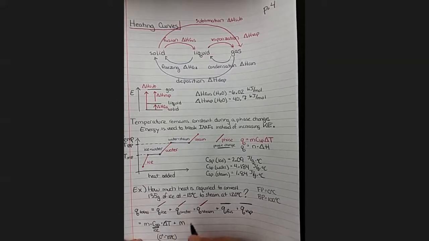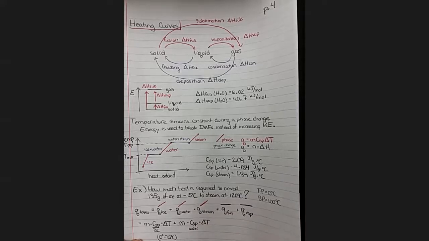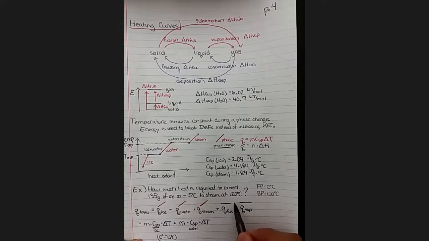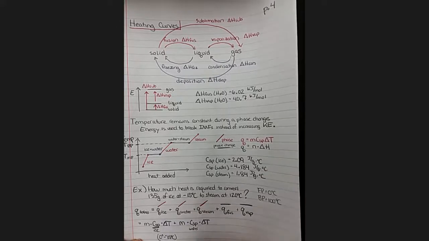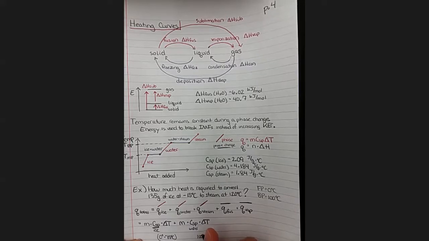So there's going to be one of those, and there's going to be one of those for liquid water. So the mass of liquid water, which should be the same as the solid water because none of it disappeared, the specific heat for water, and the change in temperature for water. And water was never at -15, and it was never at 120. It was in between the boiling point and the freezing point.